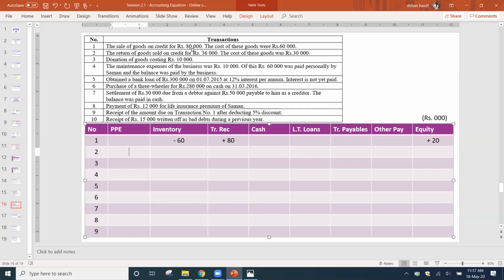Return of goods sold on credit for 36,000. The cost of these goods was 30. This is the reversal of credit sales. We are getting stock 30. And the debtor will reduce by 36 and the profit will reduce by 6. So 30,000 worth of stock we are receiving from the debtors. Return.